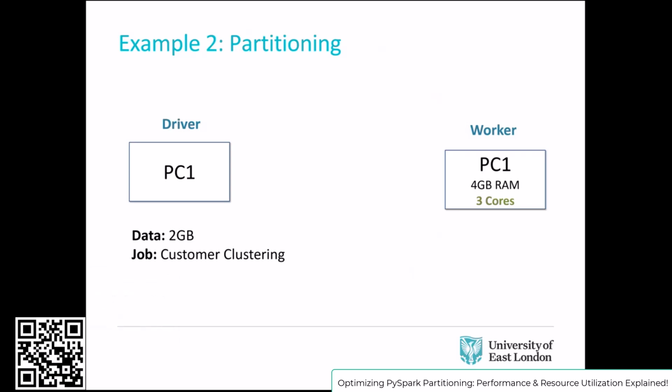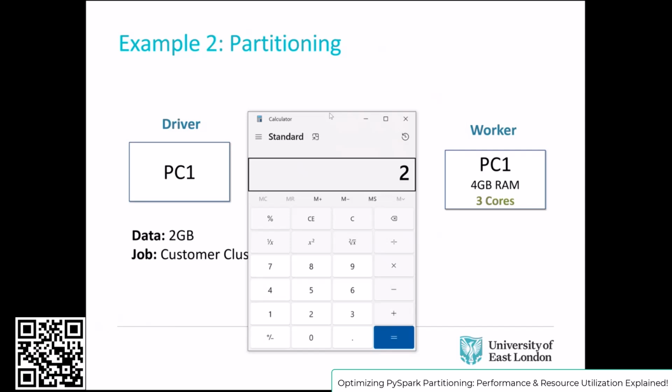Calculator. I have 2 gigabytes, right? And then I want to have 3 partitions. Divided by 3, each partition is going to be 667 megabytes. So out of the range, right? It's better to go with 6 partitions, right? It means that 2 gigabytes divided by 6 is going to be 330 megabytes. Now it's within the range, right?